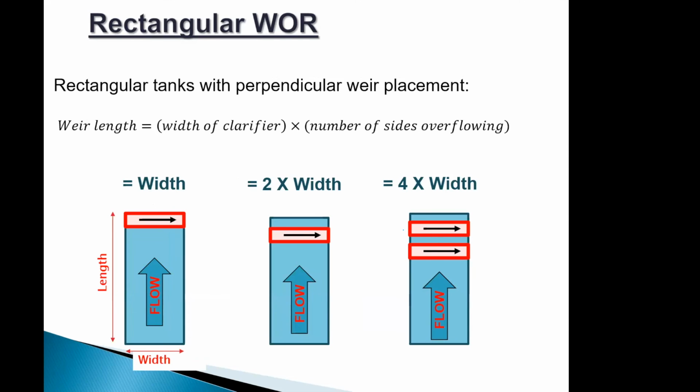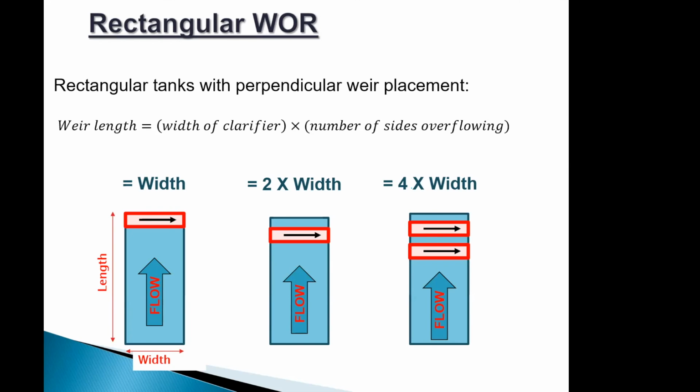And then remember that some clarifiers have perpendicular weirs or perpendicular launders. So if you've got a tank where the weirs go side to side instead of front to back, it's the same formula. You just count how many sides are being overflowed and multiply it by the length of the weir. In this case, the weir length is going to be the width of the tank, because they go crosswise instead of lengthwise.